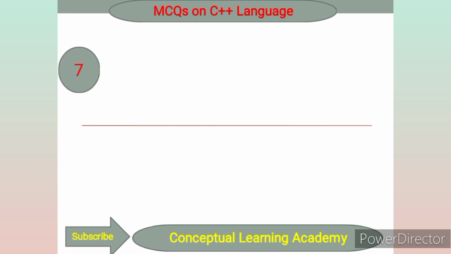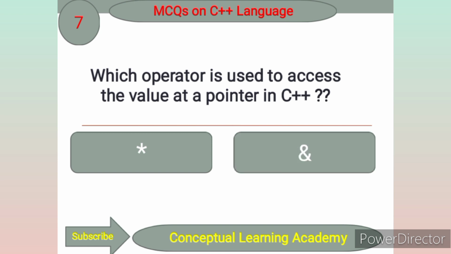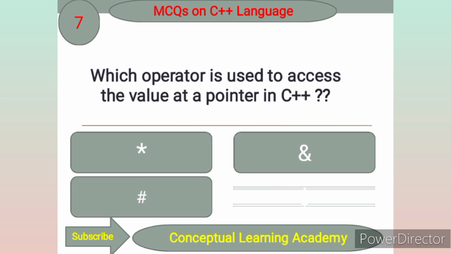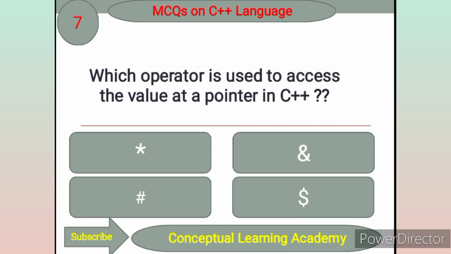Question number 7. Which operator is used to access the value at a pointer in C++? Option 1 asterisk, option 2 AND, option 3 hash, option 4 dollar sign. The correct answer in question number 7 is asterisk, which is option number 1.